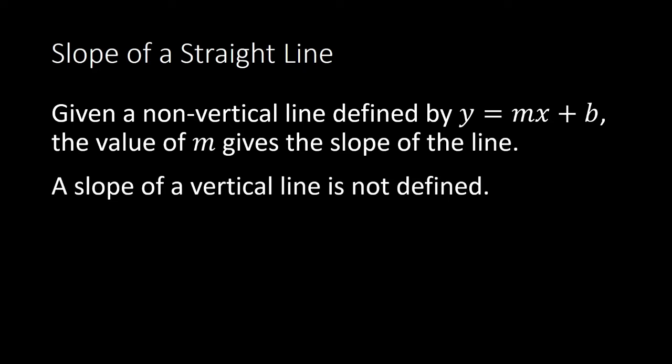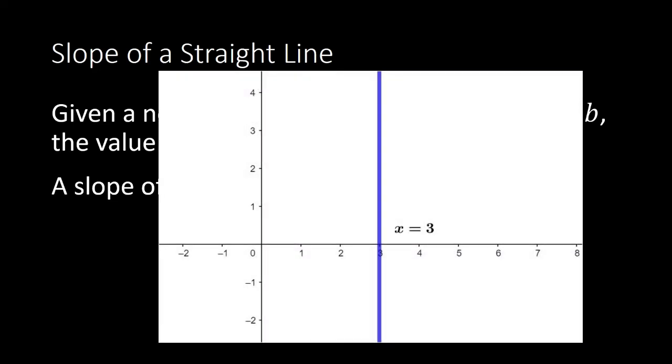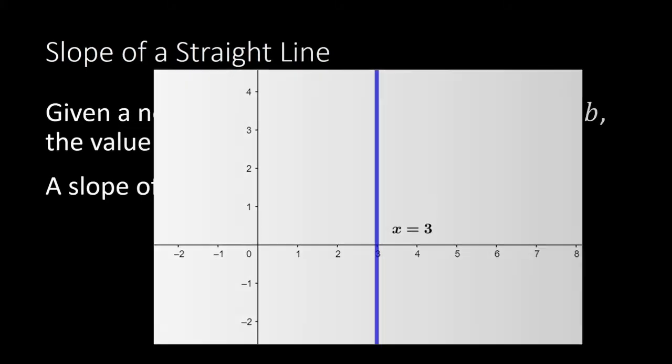The slope of a vertical line is not defined. It is not equal to 0. It is not equal to infinity. It is not defined. The line x is equal to 3 has no slope. Its slope does not exist.